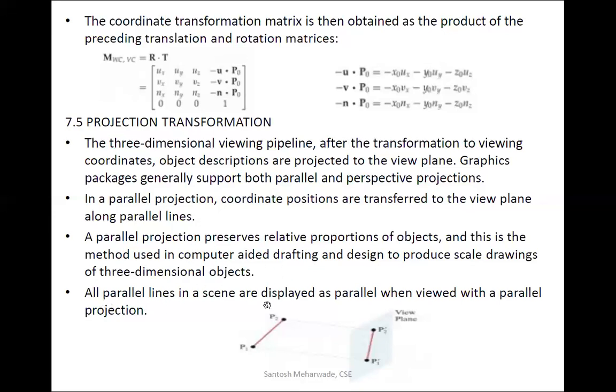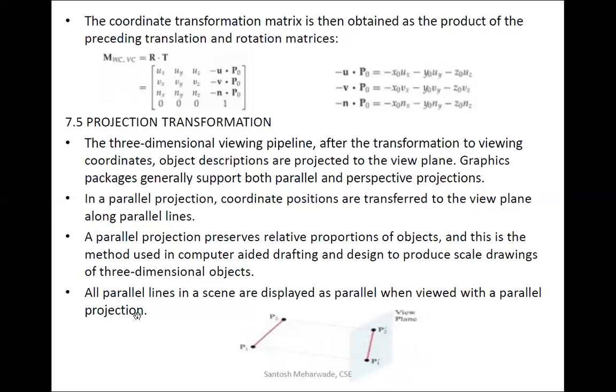All parallel lines in a scene are displayed as parallel when viewed with parallel projections. These projection lines are always parallel to each other, hence we have given the name parallel projections. See here, consider that this is one object. I'm going to use P1 and P2 for naming purposes. When its image falls on this view plane or projection plane, this is the image of this particular object.